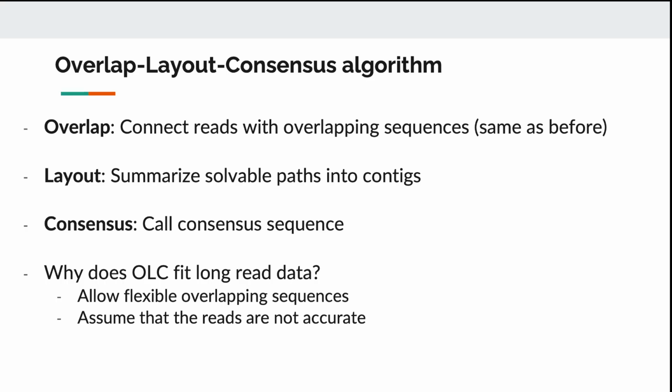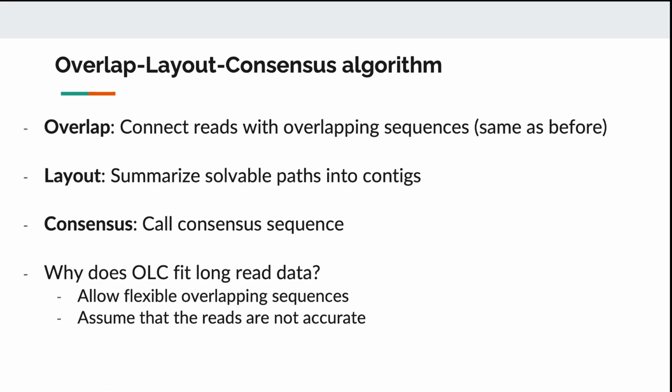You need to remove the bubble to summarize the Bruijn graph into linear parts, so that you can call these into contigs. And to accommodate the low sequencing accuracy for the long read data, there is a consensus step where once you have the contig, you can look at the long reads that map to the contig and then call the consensus sequence.